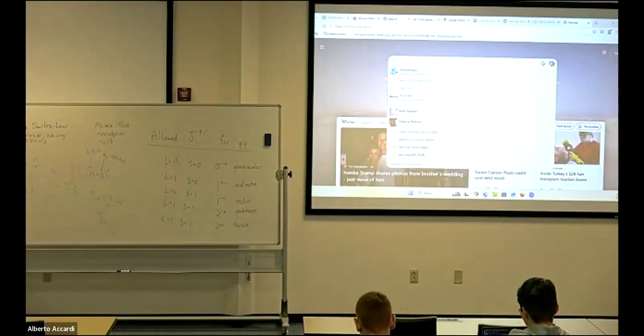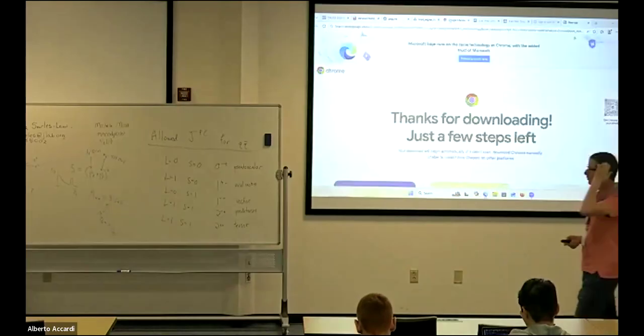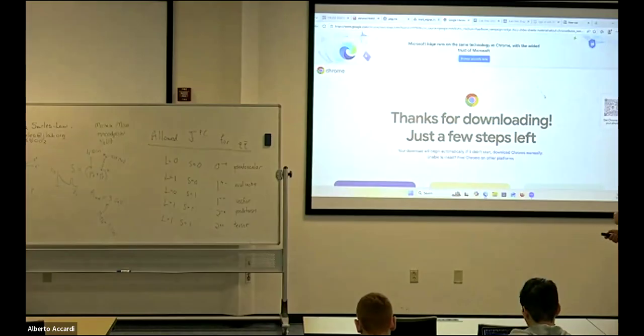Yeah, I have it running in VS Code, which is fine. Okay, I was able to open it in Firefox. Firefox opened it too, okay.